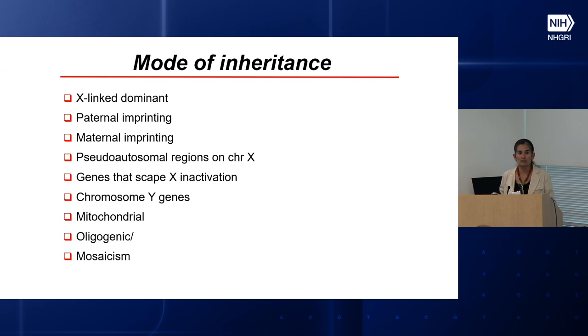And of course, mosaicism. How are we analyzing genome-wide mosaicism? How can we identify novel disease variants by investigating all the mosaic variants genome-wide? So what tools can help us with that also?